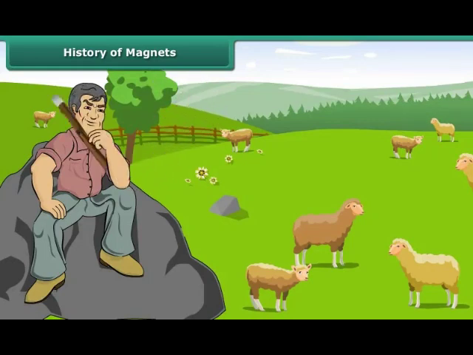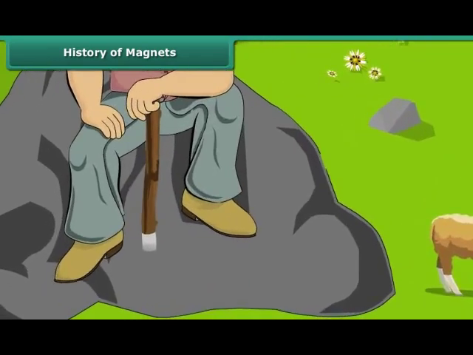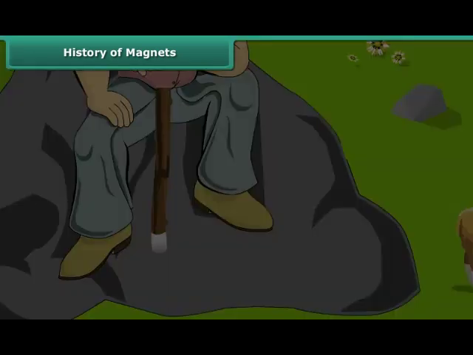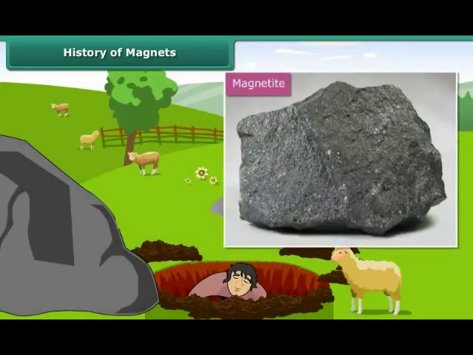It says that Magnus was herding his sheep in an area of northern Greece called Magnesia about 4,000 years ago. Suddenly, the metal tip of his stick became firmly stuck to a large black rock on which he was sitting. To find the source of attraction, he dug up the earth to find magnetite, a natural magnetic material. This type of rock was subsequently named magnetite, after Magnus himself.